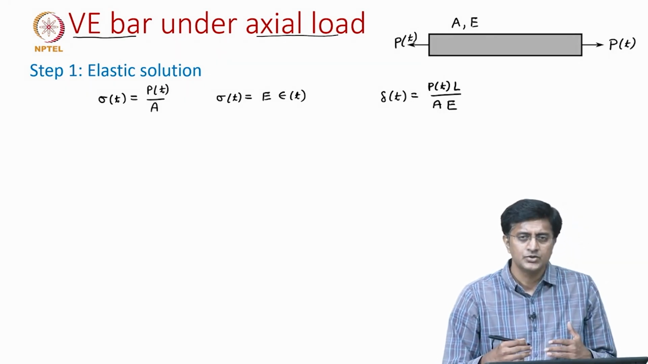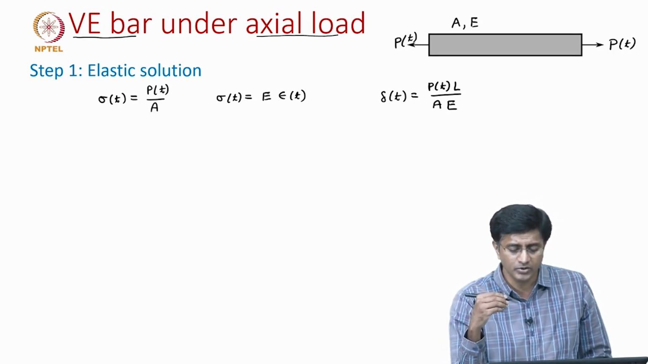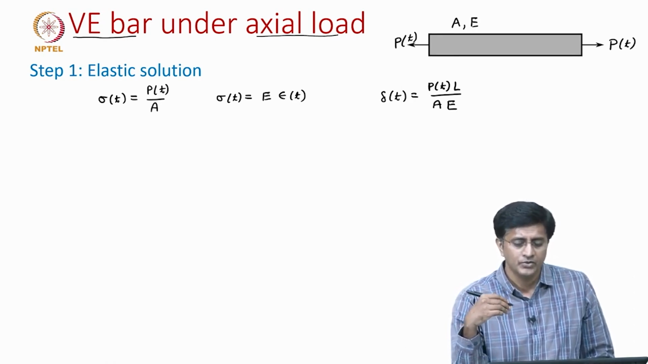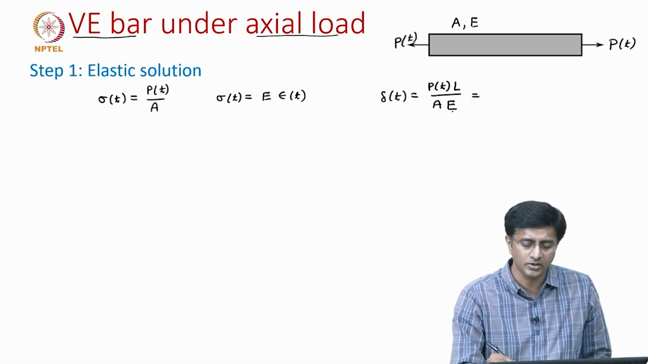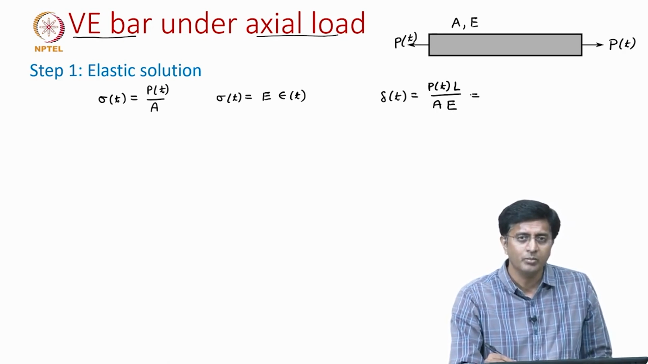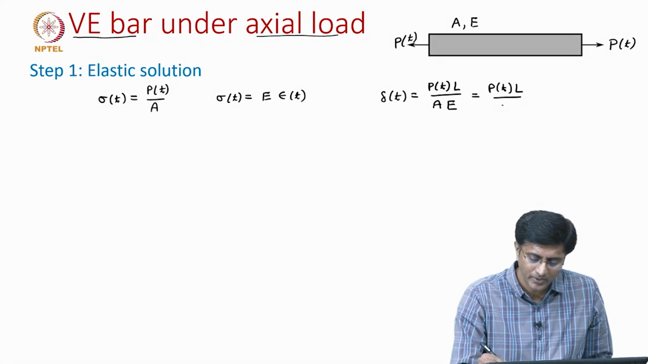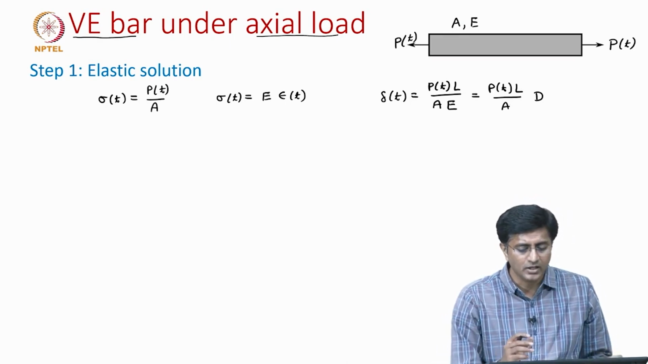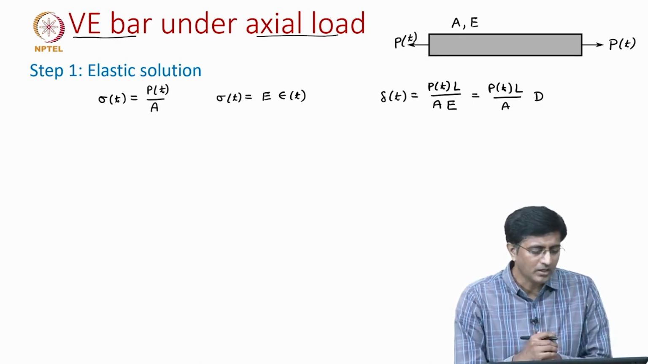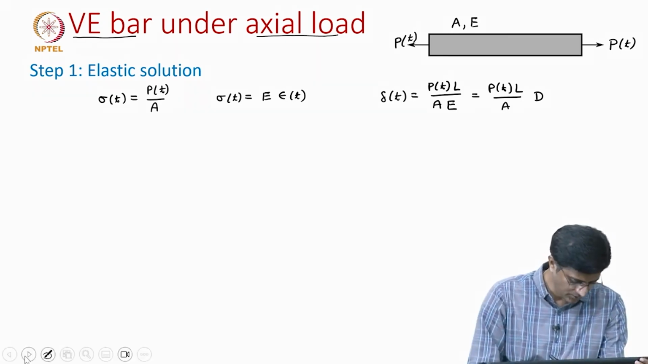Usually, as you will see in other problems as well, we do not like to have most variables in the denominator. Instead, we want these variables in the numerator. For that reason, instead of having E in the denominator, I can move it up by replacing E with compliance: P of t L by A times D, where D is the compliance or 1 by E. So, these are the 3 equations we will focus on for the bar under uniaxial load. Now let us go to steps 2 and 3.